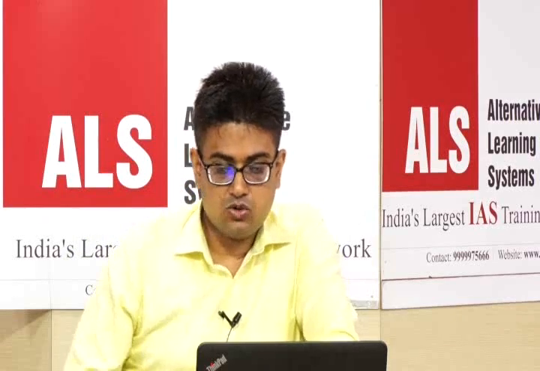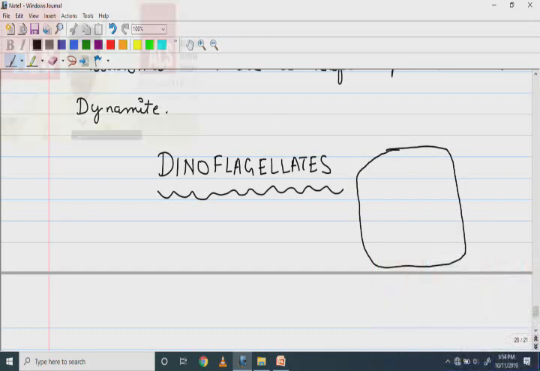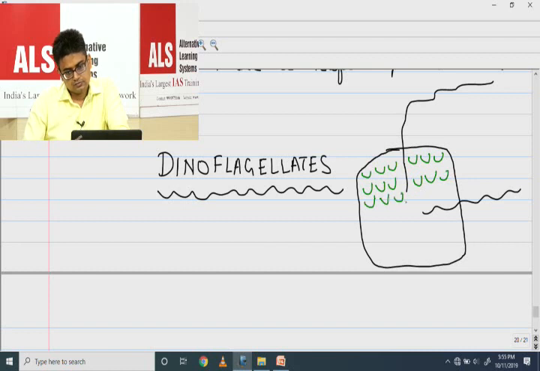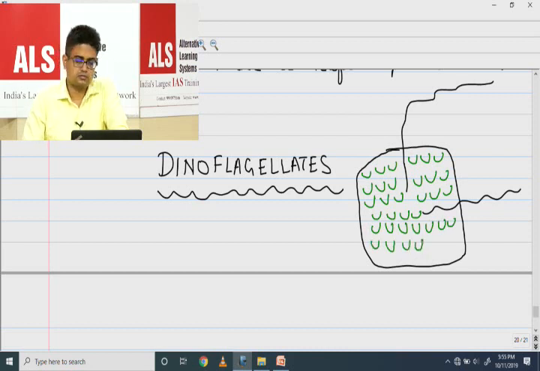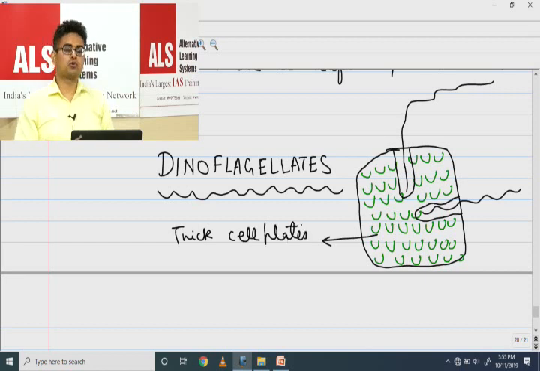Also, dinoflagellates on the outside are covered with very thick plates of cellulose and pectin. They have two flagella, one like this, the other like this. This is a horizontal groove and a vertical groove. Two flagella, and they are covered with thick cell plates. So they are also called armored protists.